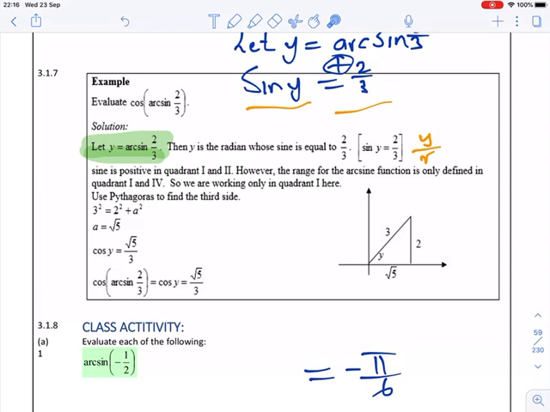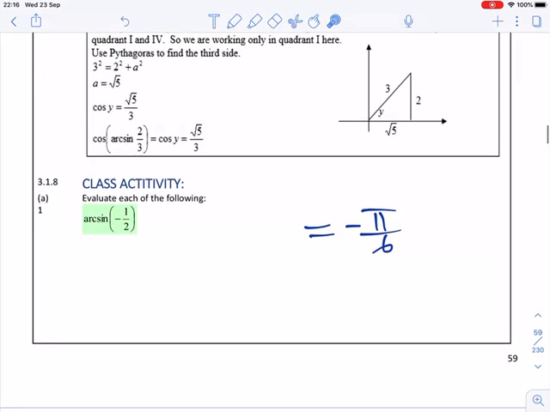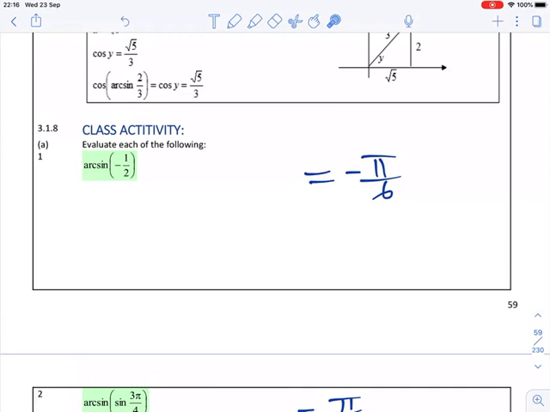Okay, so let us look at this activity quickly. So arc sine negative a half. So which angle gives a half? The reference angle should be pi over 6. But because it's negative, our answer must be negative the reference angle. So our answer is negative pi over 6.